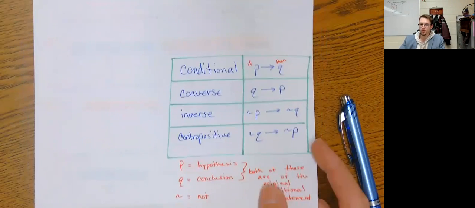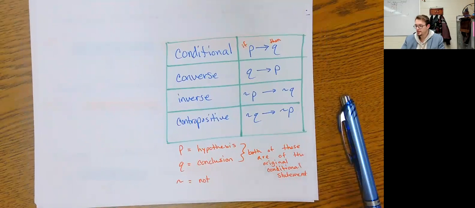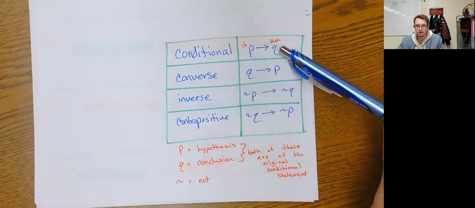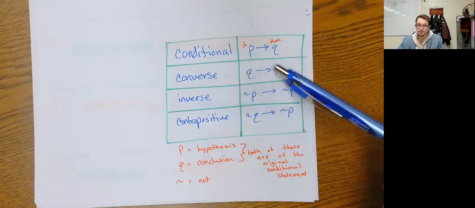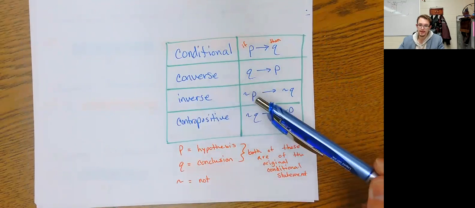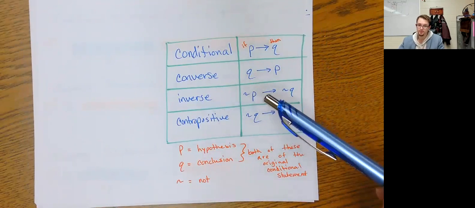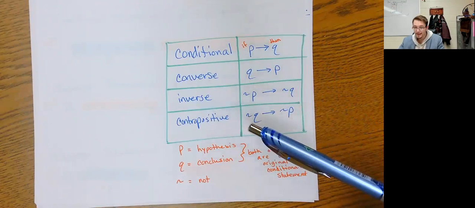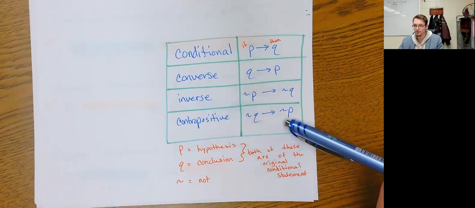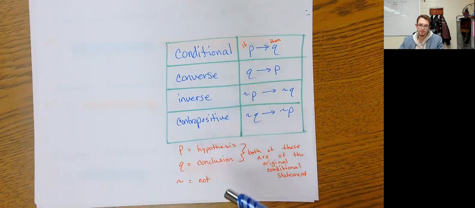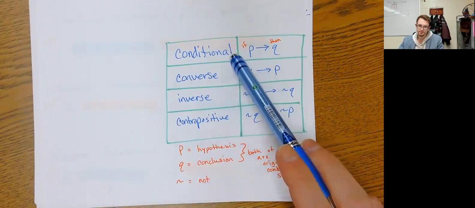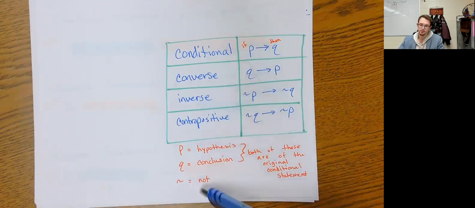Now, a really important thing, if you want to, you could pause the video and write this down as notes. So these are the conditional statements, right? The conditional is if P, then Q. The converse is if Q, then P. The inverse is if not P, then not Q. And the contrapositive is if not Q, then not P. P is the hypothesis, Q is the conclusion. The converse and inverse are based off of the original. And the little tilde symbol means not.